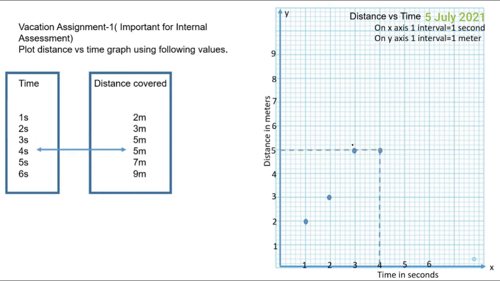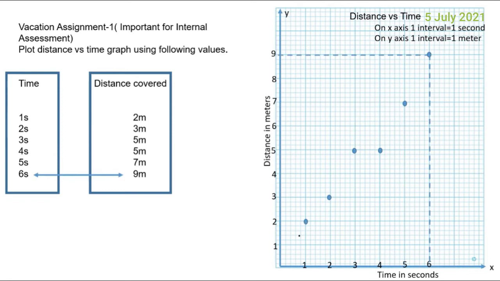So what does this indicate? The vehicle did not move, it was there only. It was at rest, right? After that, for the fifth second, it started moving and it has gone to 7 meters, right? So for 7 meters, a point will come here, right? And finally for the sixth second, the dot will be at 9 meters, right?